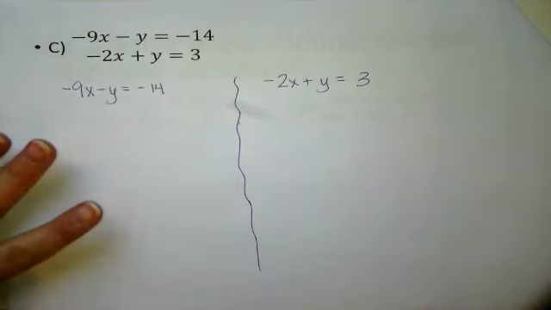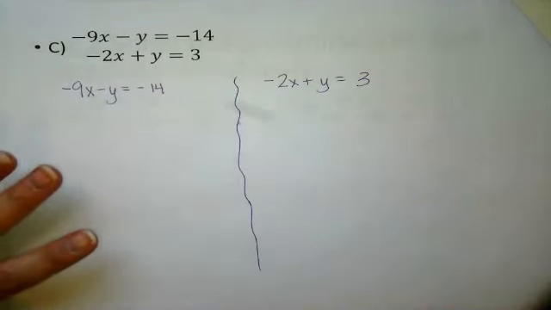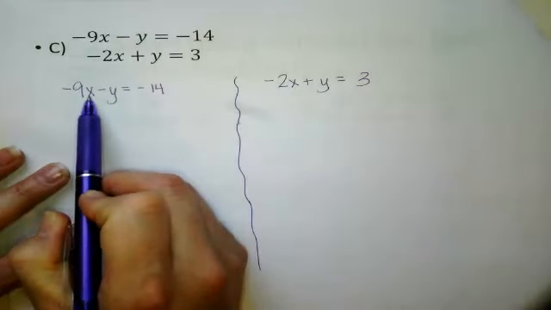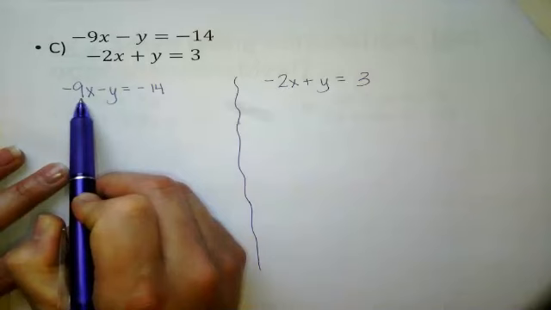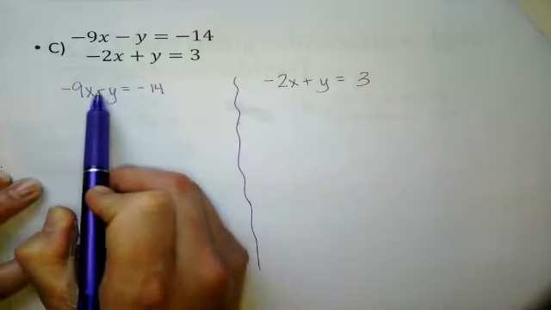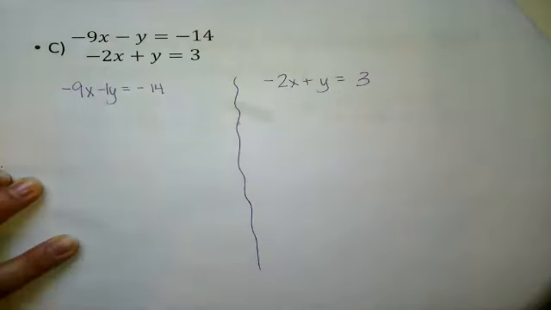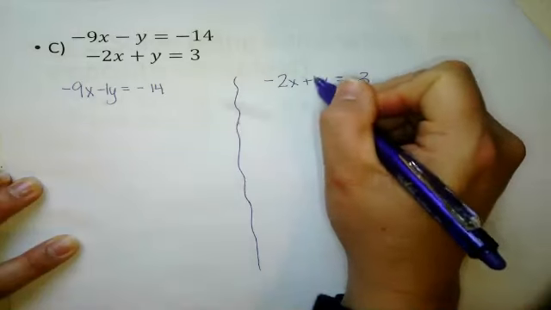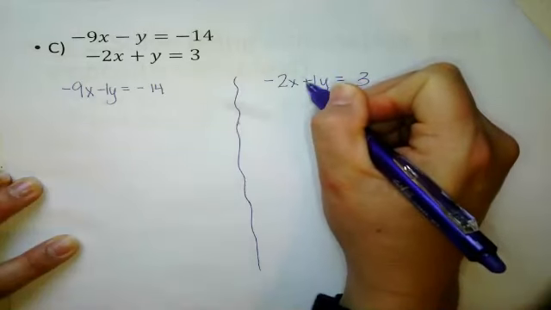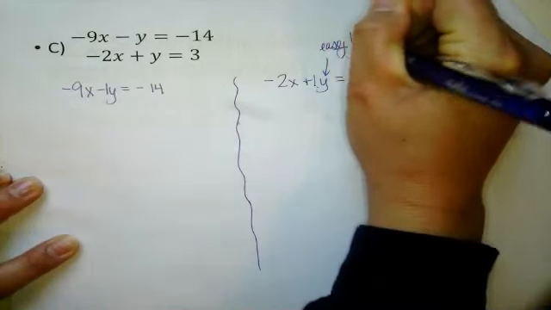And I want to find the easy variable. Where is the easy variable? When I look at these, this x is not easy because it has a -9 in front. The y is not so bad, but it does have a -1 in front, and that's okay. That's easy to get rid of if I wanted to. Over here, this is a 1y, and it's positive, so this is my easy variable.